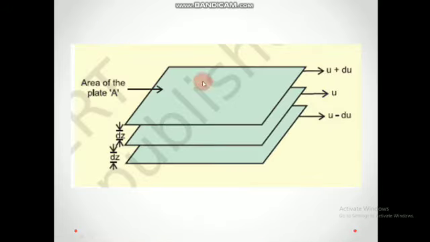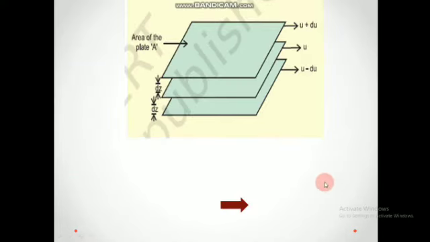And if we consider the layers of liquid as plates, let the distance between these two plates be dz, and the velocity difference be du. So if this velocity is u, the next velocity will be u plus du, the next one will be u plus 2 du, the next u plus 3 du, like that it goes. So the velocity difference is du and the distance between the plates is dz. So we will see what the viscosity depends on, or what viscosity is proportional to.